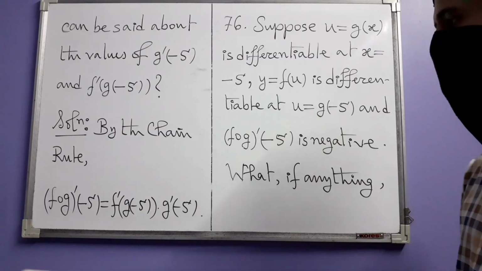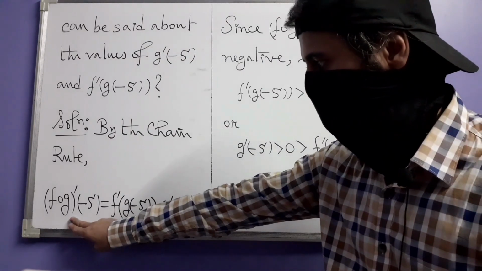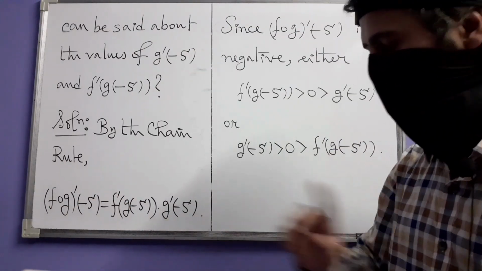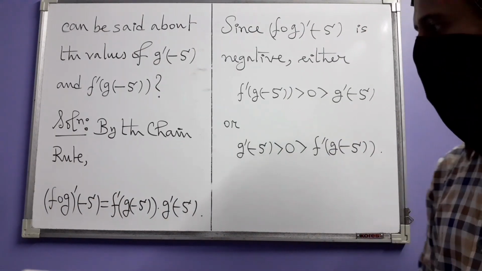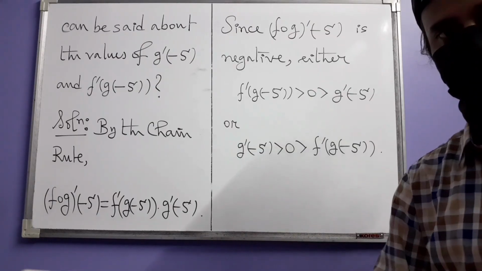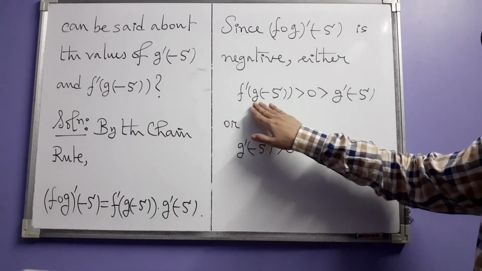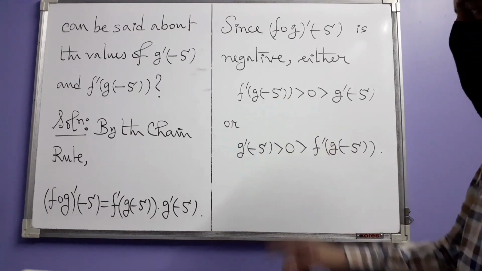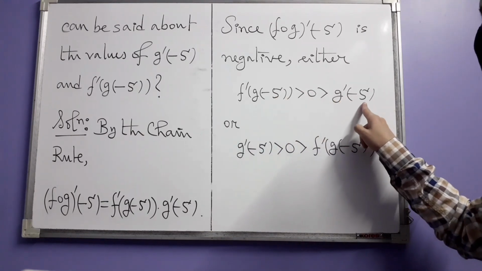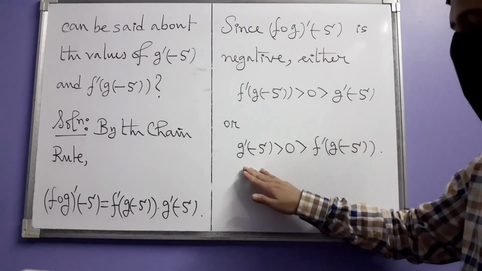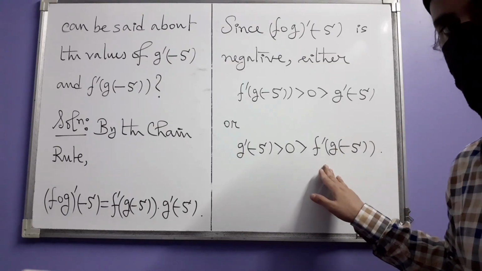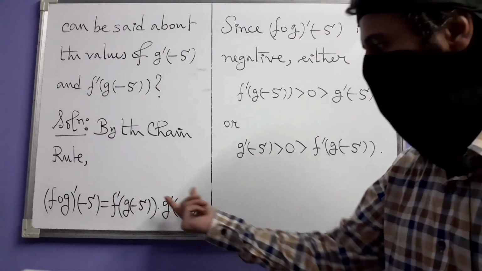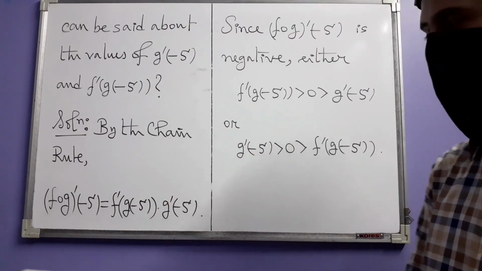Now it's given that the derivative of the composite is negative. So this means that the product of these two real numbers is negative. So one of them will be positive and the other will be negative. Either f prime at g of -5 is positive and g prime at -5 is negative, or the other possibility is true. So we can say only this much about the values of these two derivatives.